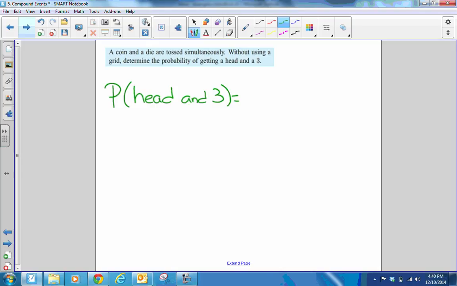So the probability of getting a head in a coin is a half, and the probability of getting a 3 in a die is 1/6. And I just need to multiply them together because it says "and," and that's very important. So we get 1/12.